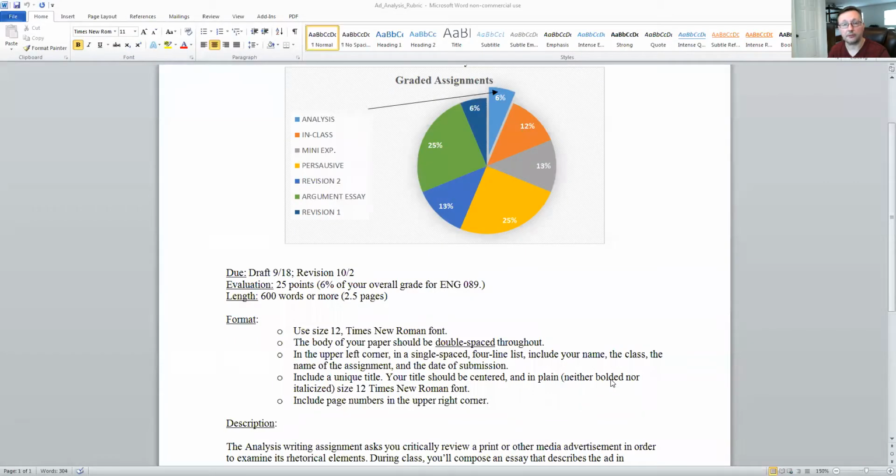Well, if we look at the ad analysis rubric for next week, not next time, not Thursday, not this week, but at the end of next week, so in 2 weeks, okay, you can see that right around the 18th, we'll have a draft due and a revision due just after the start of October.